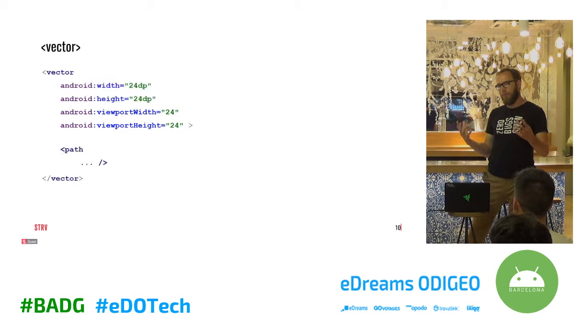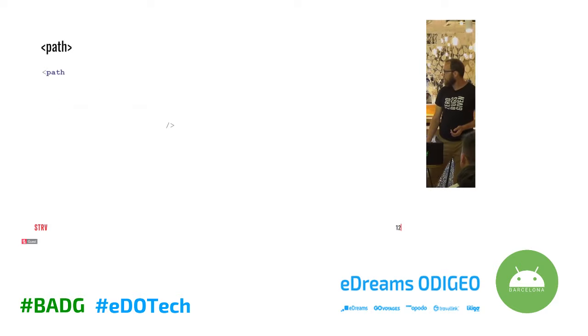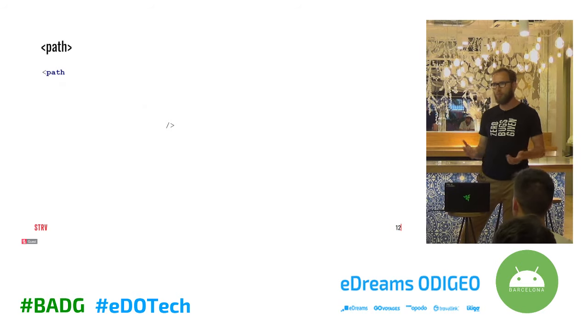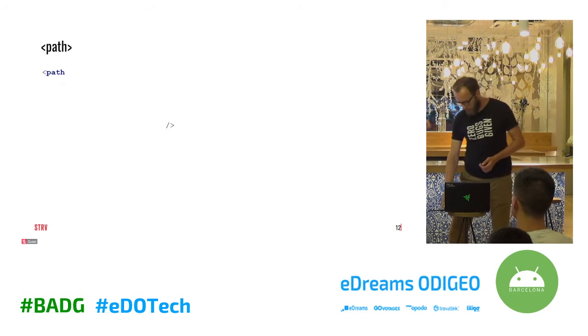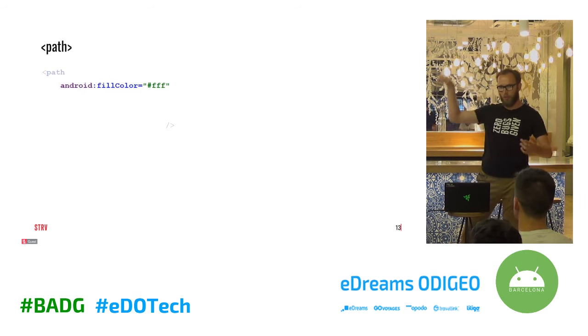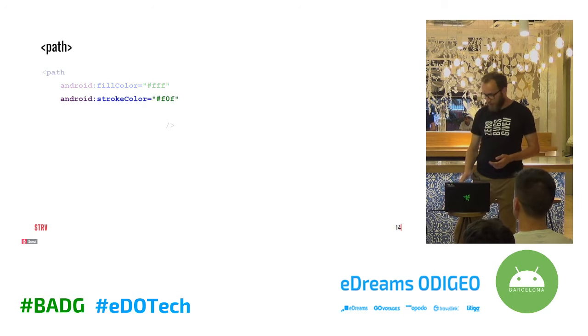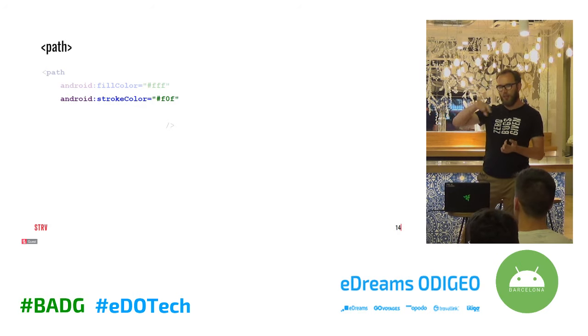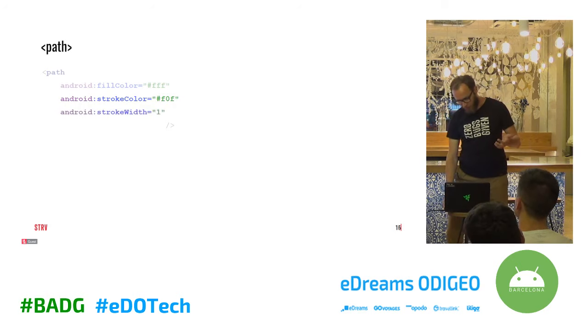Okay, so once you have the vector defined, you can put a path into it. And for a path, you have many parameters that you can set. I'll just name some of them. They're pretty straightforward to understand and to use, but the main one mostly used is the fill color. So whatever shape you draw, you can fill it with your color, whatever you like. Or a stroke color. This is basically the outlining line of the shape. And for this, you also have to set its width.